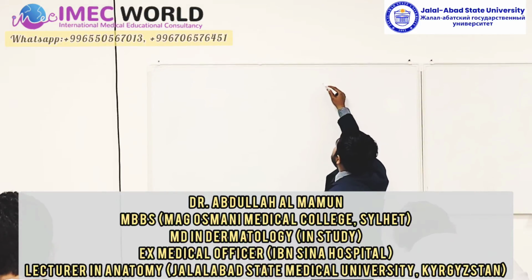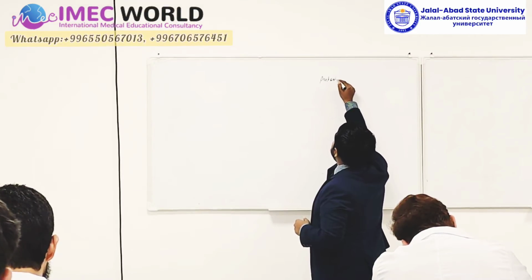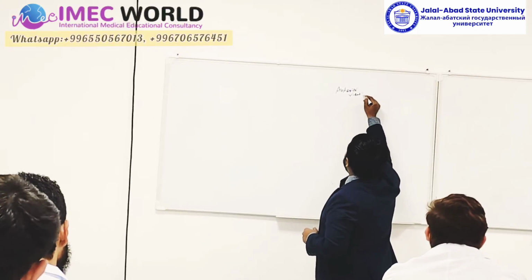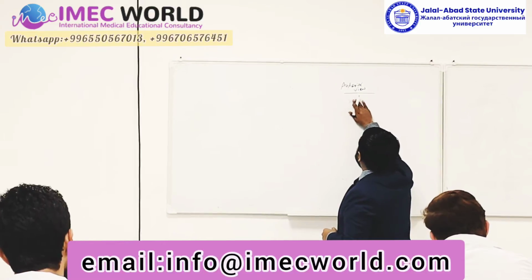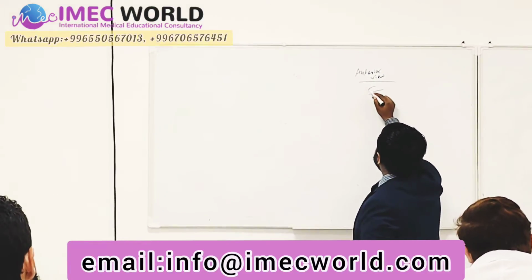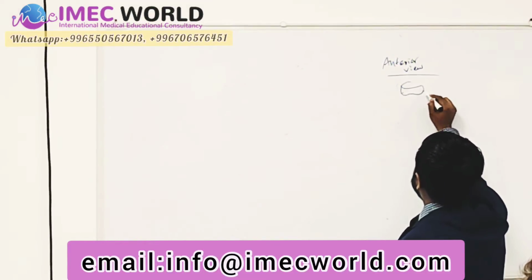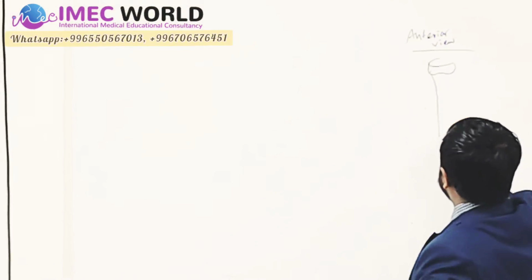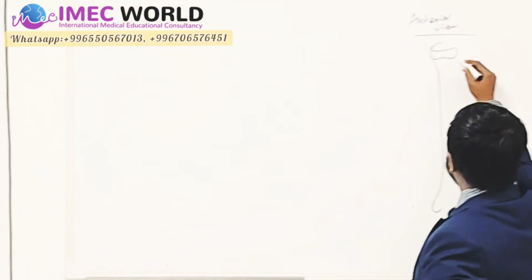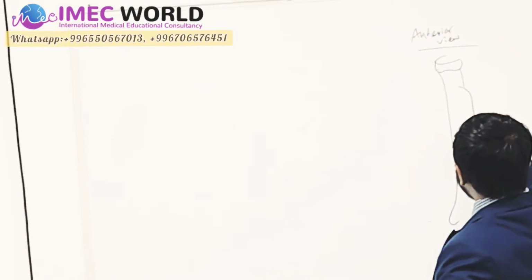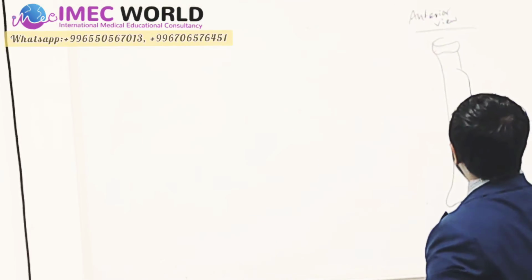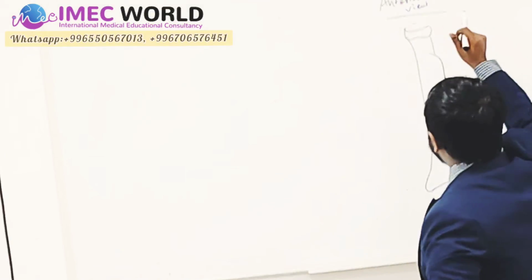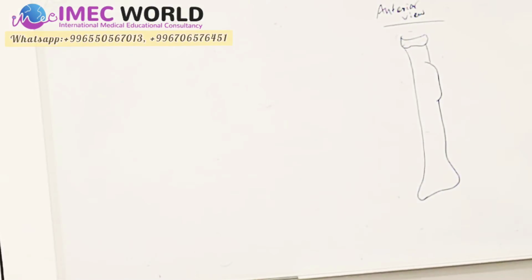This is the anterior view of the radius. First of all, we have this head. This is more or less how the radius looks from the anterior view.